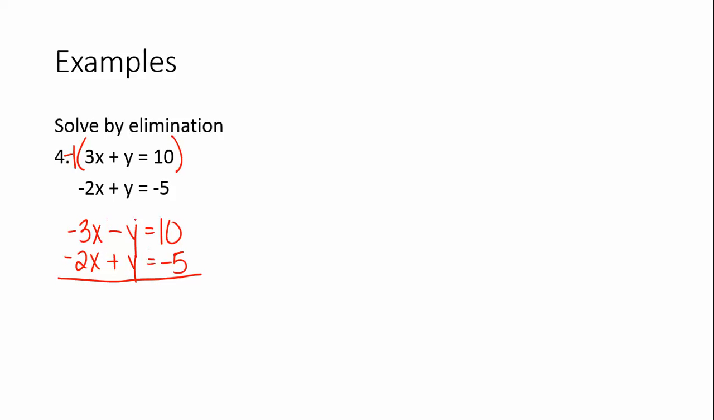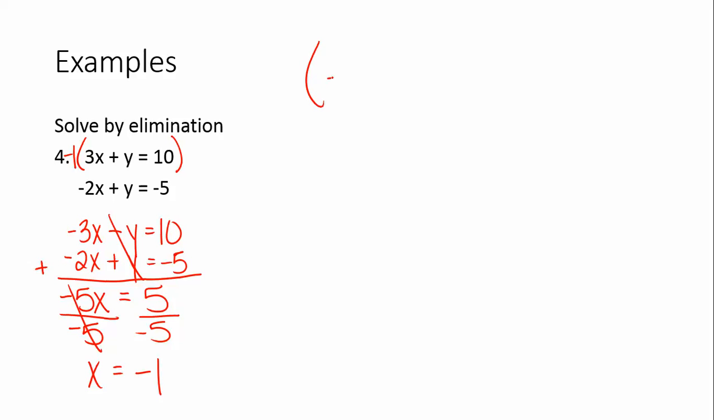And now you see I have the y's so that they will eliminate. I have a negative y and a positive y. So I still want to add these together. Negative 3x plus negative 2x, that's negative 5x. My y's eliminate, and I'm left with 5. So divide both sides by negative 5, and I get x equals negative 1. So if you ever have the same coefficient and the same sign, we'll just multiply one of the equations by a negative 1.